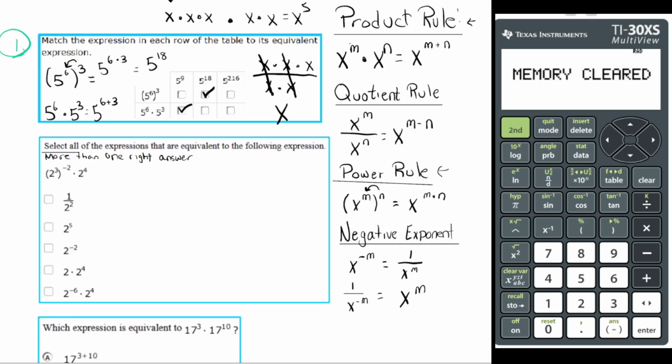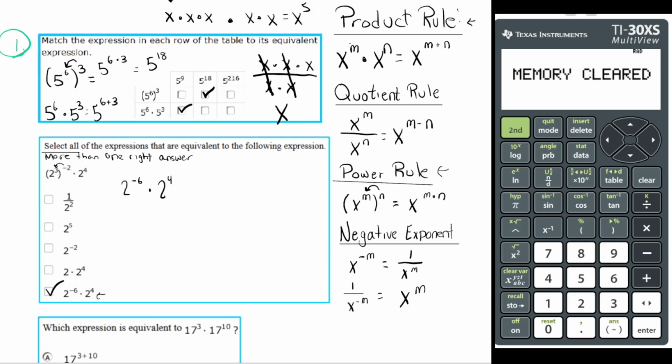So we're going to break this down one step at a time. First thing we want to do, we have to do this in order of operations, so we have to take care of our exponent first. Which is weird to say when everything has an exponent, but we have to take care of this distribution first. Okay? So we're going to distribute this in. 2 to the third raised to the negative 2, that's 2 to the 3 times negative 2, which is 2 to the negative 6, times 2 to the 4. So now I look, do I see 2 to the negative 6 times 2 to the 4 anywhere? I do. I see it right here. I'm going to check that as a correct answer.